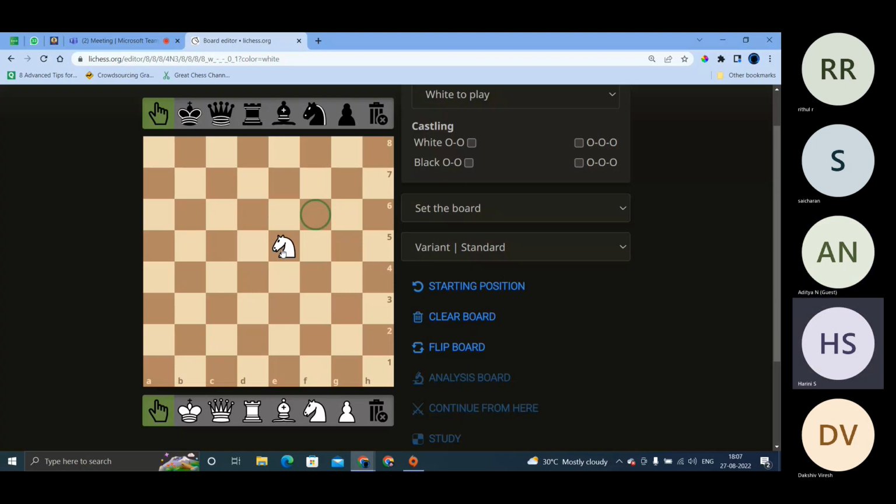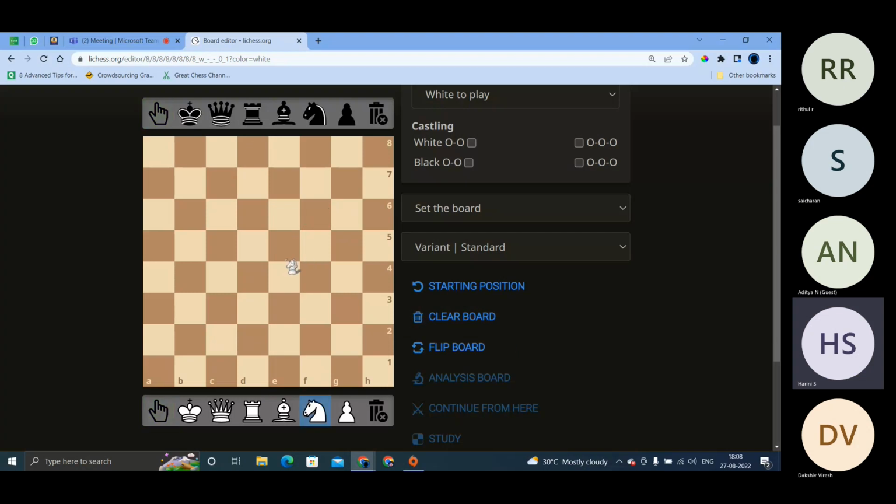This is the first step. Okay. The knight will travel 2 squares in the same direction, which means you have to pick one direction.